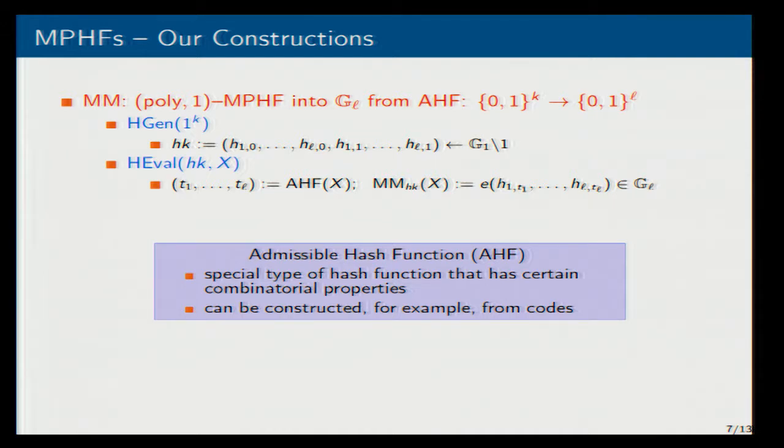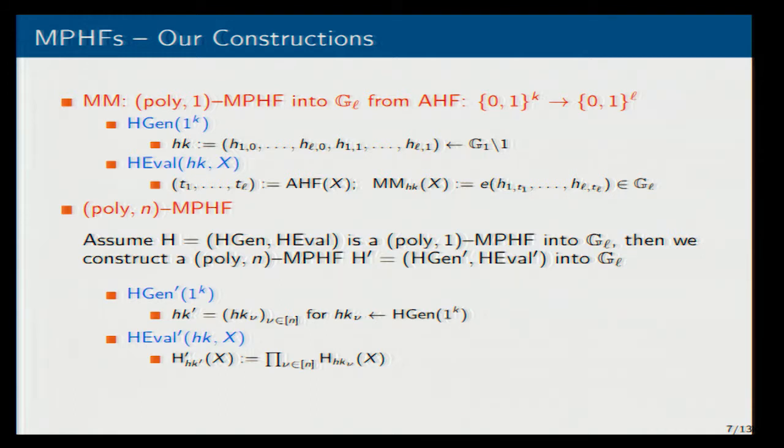So an admissible hash function is basically a special type of hash function that has certain combinatorial properties, and they can be constructed, for example, from codes. And so we use these properties to prove that our construction is actually a poly 1 MPHF. So now that we have a poly 1 MPHF, we can also construct a poly N MPHF. And this is basically a product construction where the output of the poly N MPHF is the product of the output of N instantiations of a poly 1 MPHF.